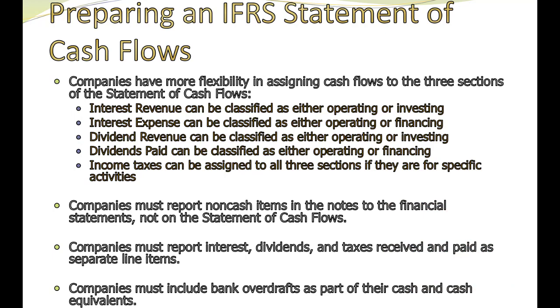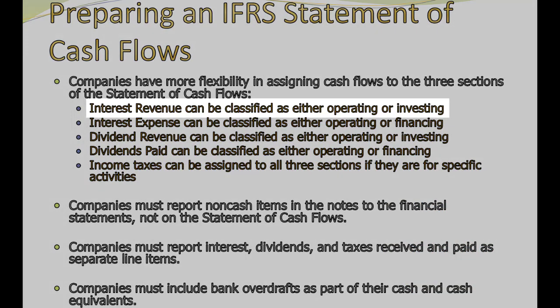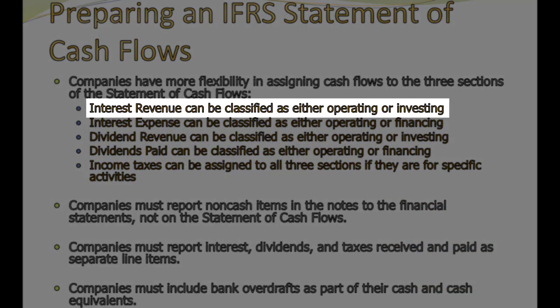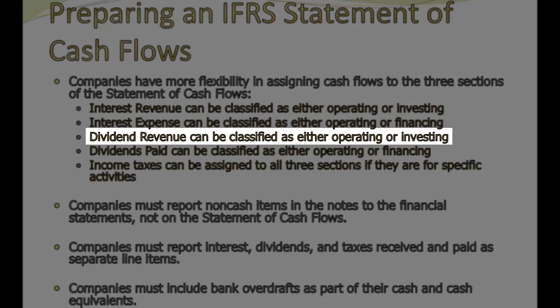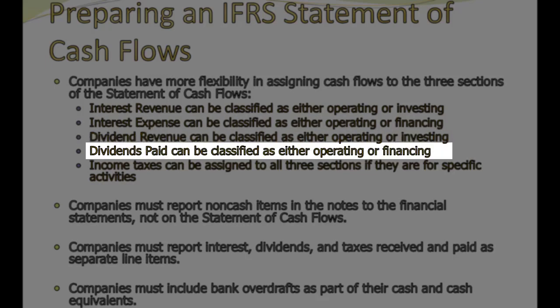Really, what they've done is just provided more flexibility. So interest revenue, which under US GAAP has to be operating, they've said, you know what, if you want to put that in investing where it logically makes sense, go ahead. Interest expense has to be operating under US GAAP. Under IFRS, you can keep it in operating or you can stick it in financing. Dividend revenue, operating or investing. Dividends paid, operating or financing.